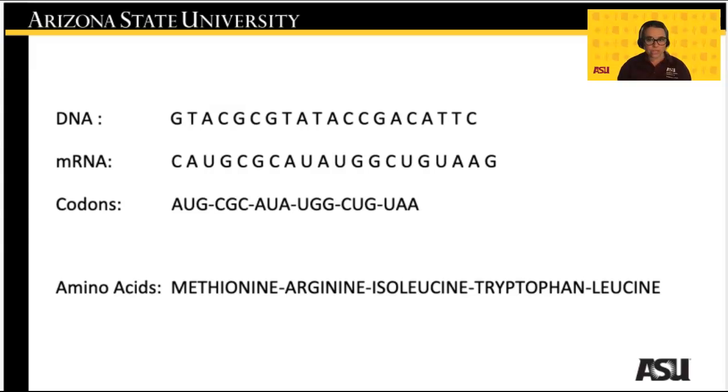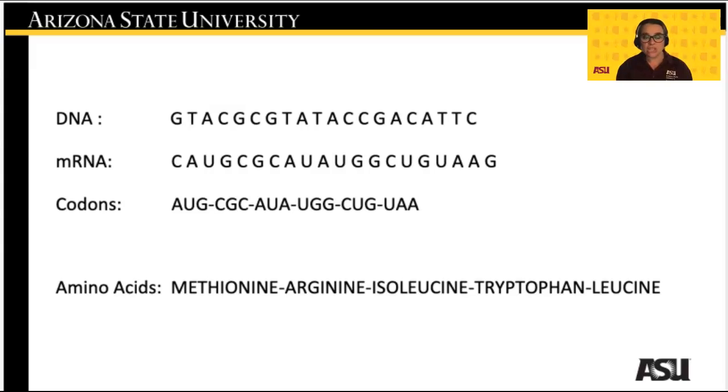Now we look for that first AUG. We don't use the triplet reading frames until we find the first AUG. And then we'll write out all the codons in the triplet reading frame and stop when we come to the first stop codon. So the first AUG means we just drop that first C base, and then we have AUG, CGC, AUA, UGG, CUG, UAA, which means stop. So we drop that last AG.